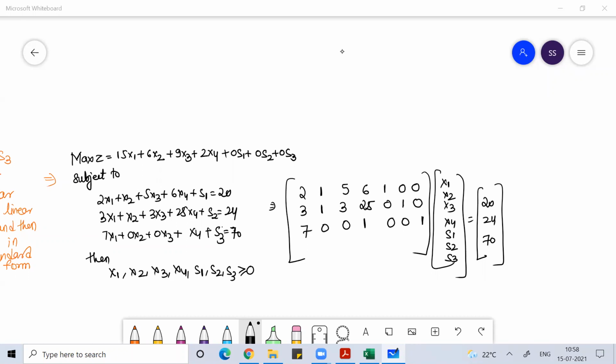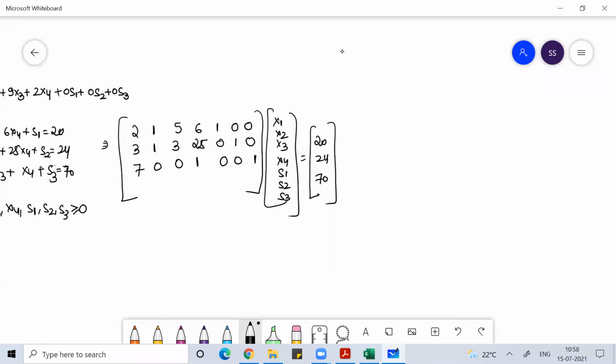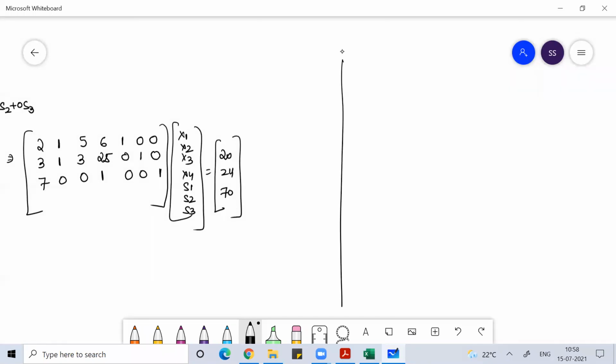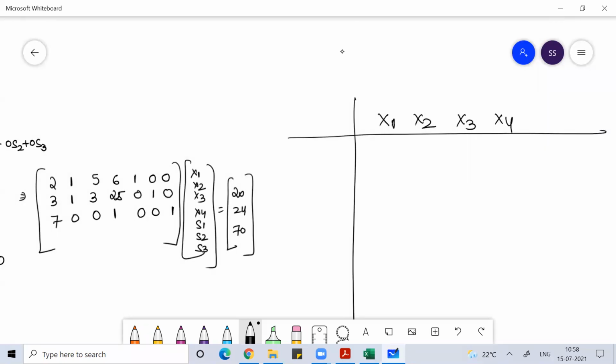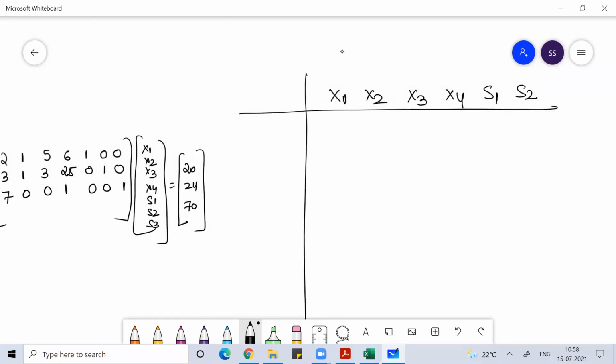So once you get this, now we can write our initiation table: x1, x2, x3, x4, then s1, s2, s3. Here I'll write s1, s2, s3. This is my initiation table having 0.